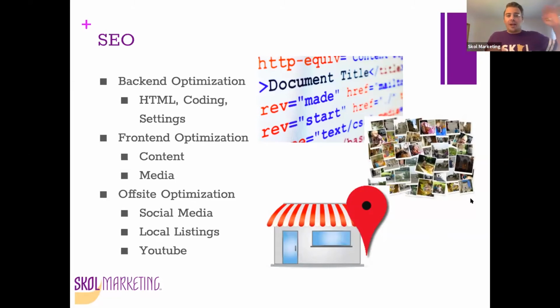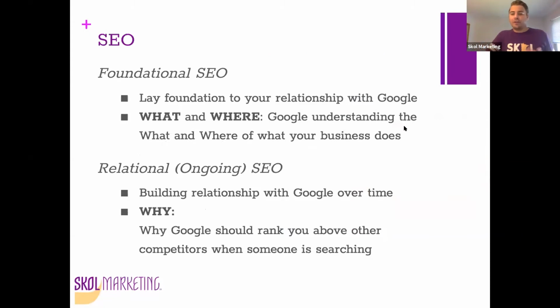So it goes back-end optimization and front-end optimization, which are dealing with the entire website as a whole. And then we also have off-site optimization, which is everything that's not your website, but everything that's pointing to it. These can be social media accounts, local listings, video and YouTube, things like that. So those are the 3 different types of SEO, and then they're done in 2 different phases.